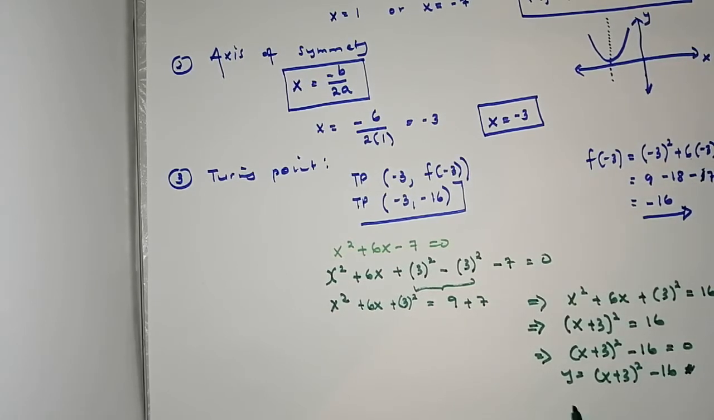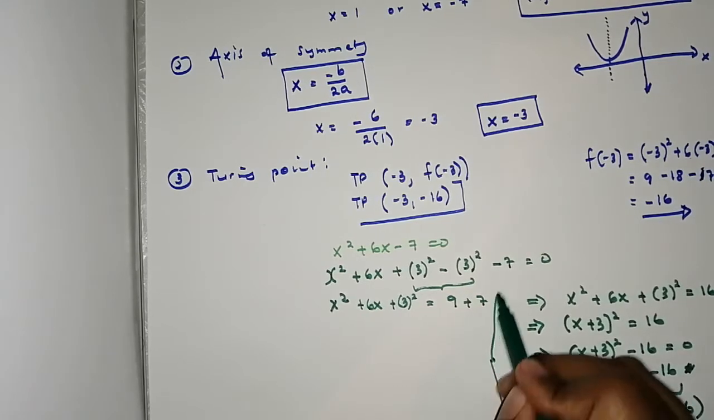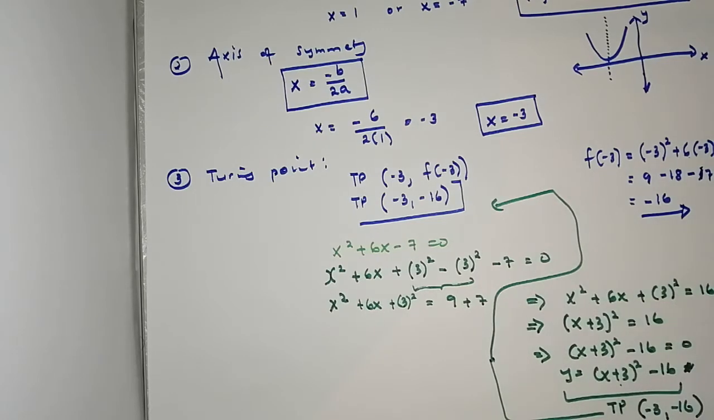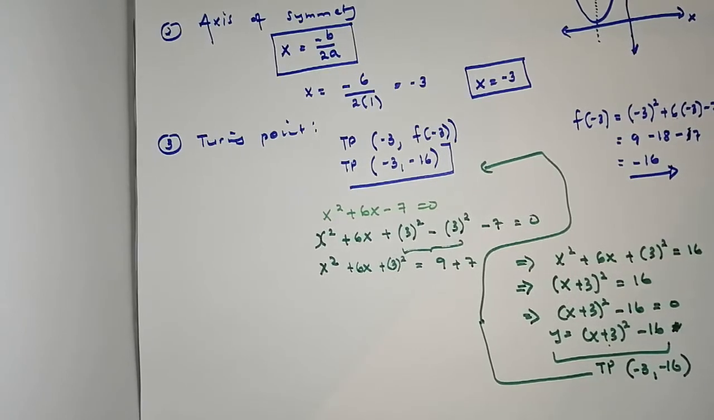So if your function was in this manner, you were going to be able to just spot the turning point without even sweating. It's going to be negative 3 and negative 16, which is similar to what we found over there. So at this point in time, you can actually sketch the function. We are not told to do extra points, but if they tell you to find the extra points, then you can obviously find them.